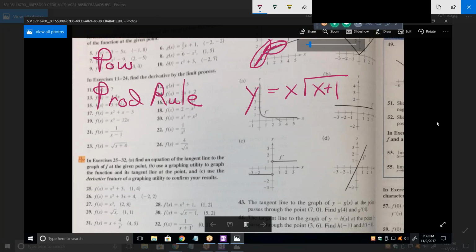But I'm confused because when it gives you an equation, are we going over 25 to 32 now? No, we don't have to. I was just asking. Okay, let me ask my question as I was going to. When it just gives us an equation in like 11 through 24, it doesn't give us a point. So the tangent line could be anything really.